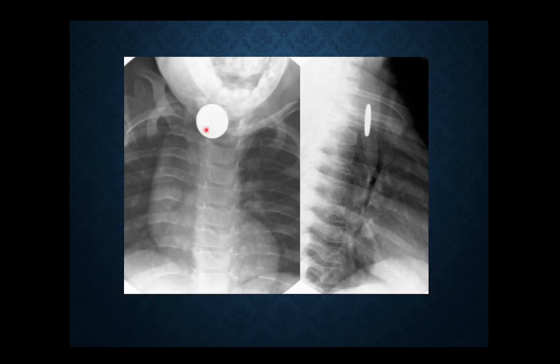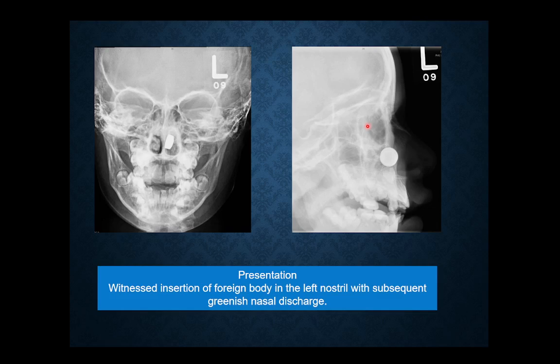Now in this image, you can see a foreign body, a coin, but if you do a lateral view, this is the trachea, which is present anteriorly, and this one is the esophagus. So this is present in the esophagus. Either it passes down, or it may require immediate endoscopy for removal.